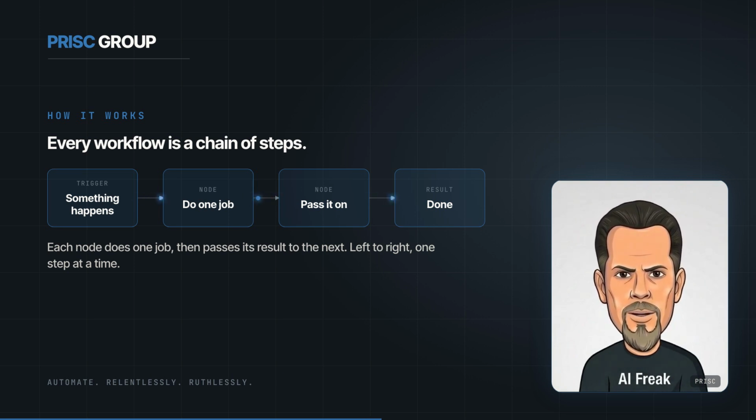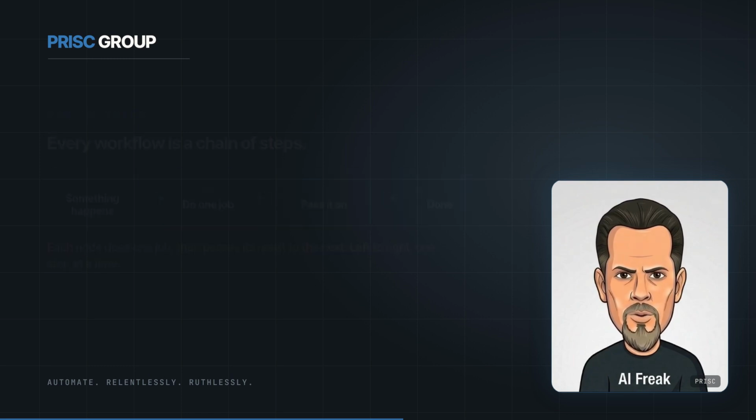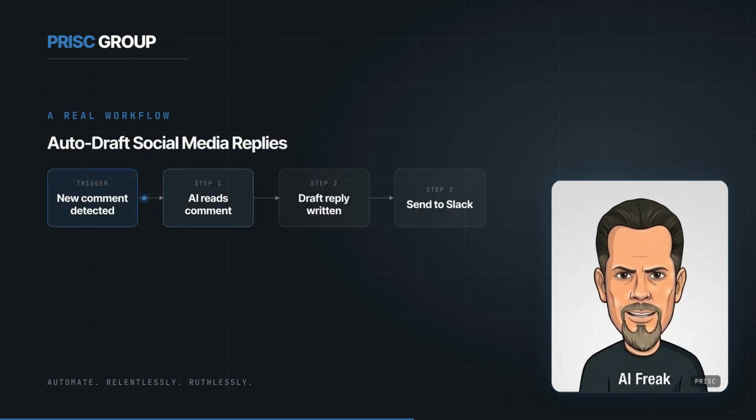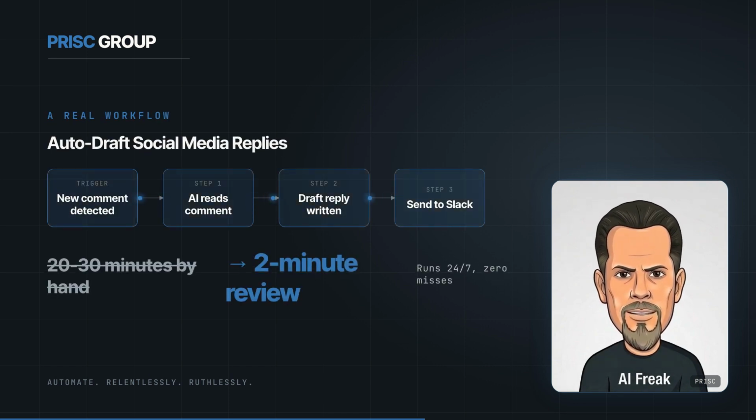The AI agent reads the comment and decides whether it is a question, a complaint, or just general chatter. If it needs a response, the agent drafts a polite, on-brand reply using the context of the comment. That draft then gets dropped into a shared Google Doc or sent to you in Slack, ready for a quick review before you post it. What used to take you 20 or 30 minutes of checking, reading, and typing is now a 2-minute review, and it happens automatically, any time of day.